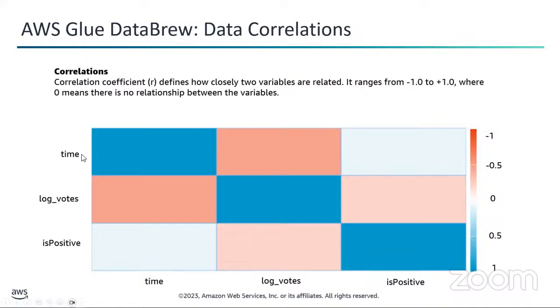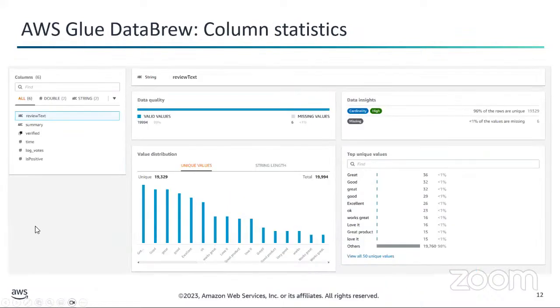So this data group will automatically show you a correlation coefficient metric. It's called a correlation matrix, that shows all the columns and how they relate to each other. And then it will give you some more data: column statistics, distribution, data quality insights, and so forth. Out of these 6 columns, it's showing you some statistics.